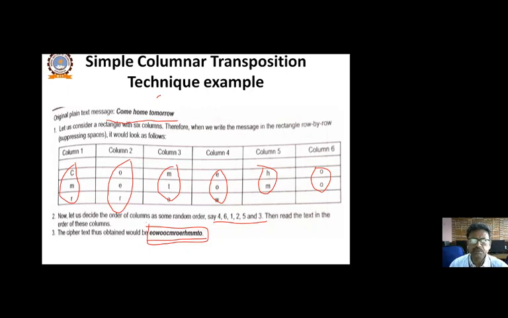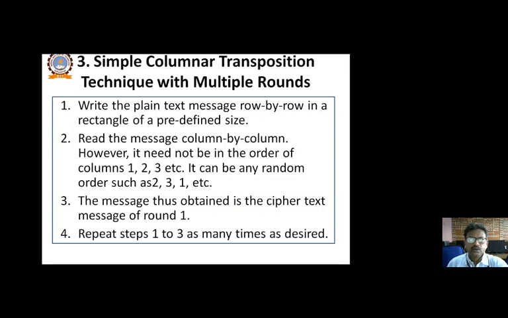So this is the simple columnar technique, which is a kind of transposition technique, in which we have jumbled the characters available in the plain text from one place to another place, so that it becomes not readable. The third method used in the transposition technique is the simple columnar technique with multiple rounds.